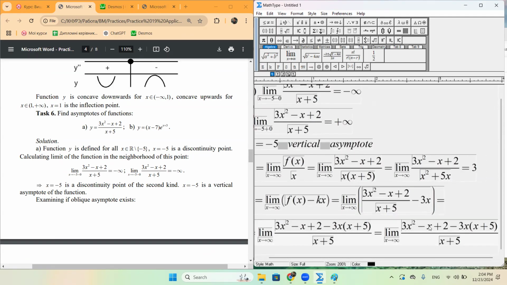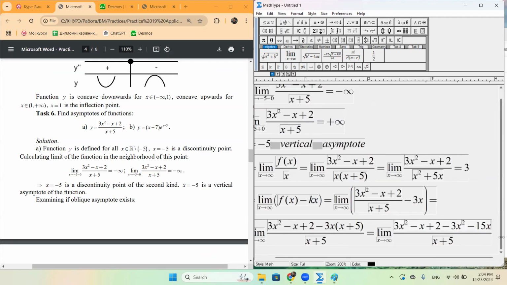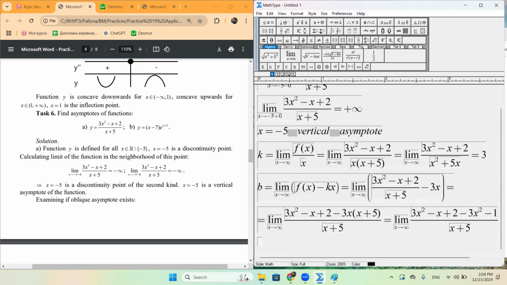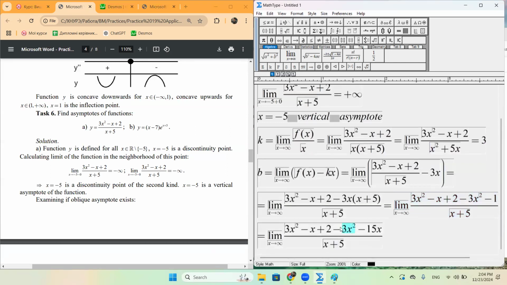So 3x in power of 2. Yeah, expanding these brackets. Minus 15x. So simplifying the expression, 3x squared goes away, and we have minus 16x plus 2. So obviously the limit is minus 16.